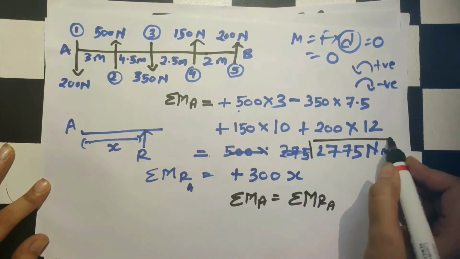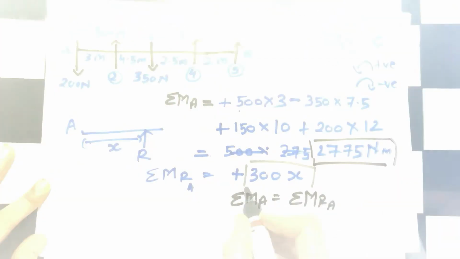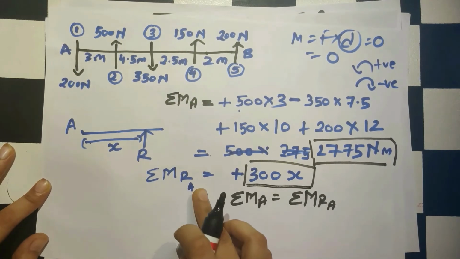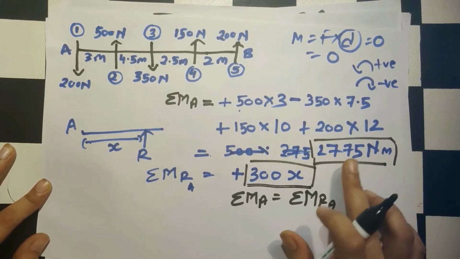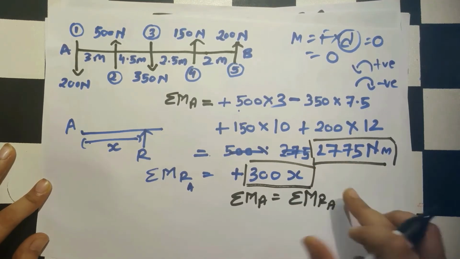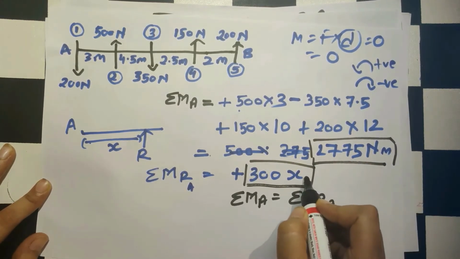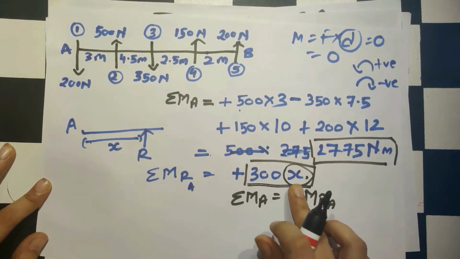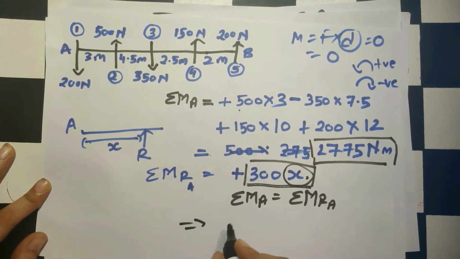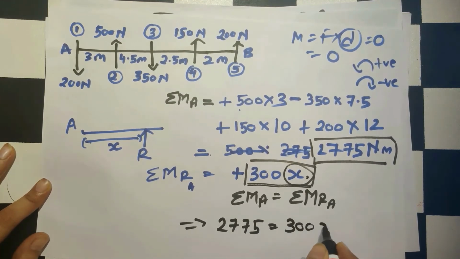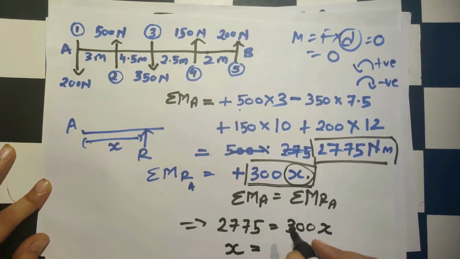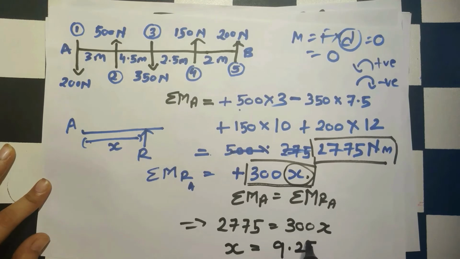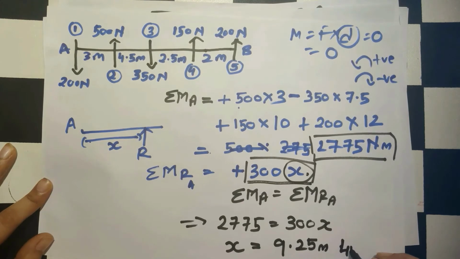Now we have the full value of this moment and we have the value of the moment of the resultant. We just have to equate these values. In both these values, what is unknown? Only x is unknown, so we can find out this x. See how simple it is. 2775 is equal to 300 times x. So what will be your x? x is 9.25 meter. Now 9.25 meter from where? From point A.